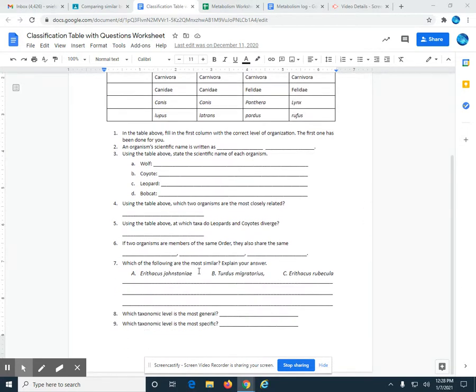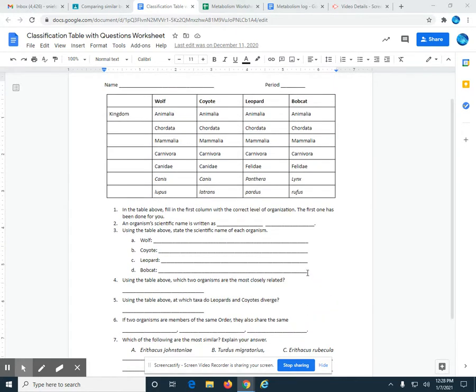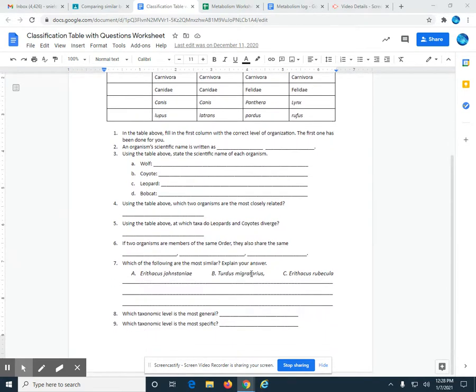Which of the following are most similar? Explain your answer. Which of these are most similar? A and C, because they each have the genus name in common, right? So if they have the genus name in common, you can imagine, I don't know what these organisms are, but I know they had the same categories all the way down to here. So they had domain, kingdom, phylum, class, order, family, and genus in common. Only their species is different.